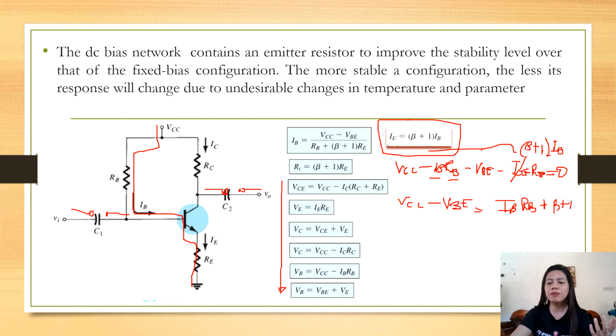So beta plus 1 IB. Oops, that's IB. Okay, this is funny. I'll just have the part necessary. So beta plus 1 times, that's IB, guys. IB. All right? Then did I miss something? Okay, the RE. Okay, forget the RE.